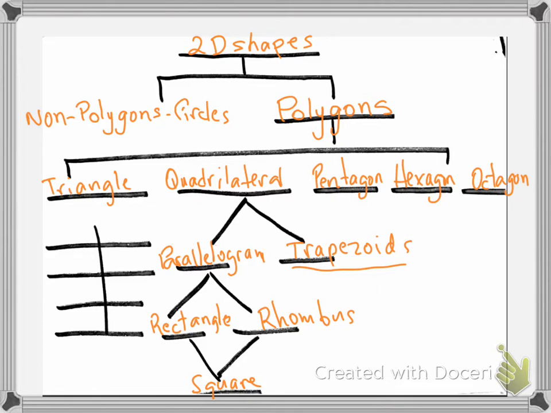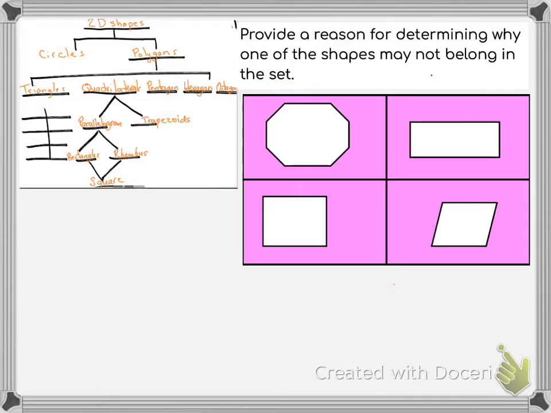So we're going to use this information to help us answer the following questions. It says to provide a reason for determining why one of the shapes may not belong in the set. So I'm going to start from the top and then go down based on the attributes of each shape until I can figure out which shape does not belong in the set. So let's start off with the first one.